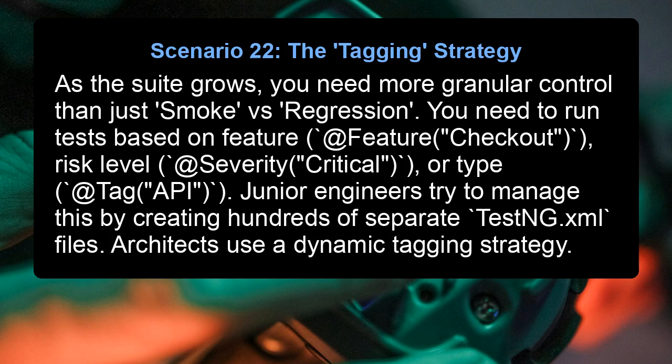Scenario 22, the tagging strategy. As the suite grows, you need more granular control than just smoke versus regression. You need to run tests based on feature, @Feature checkout, risk level, @Severity critical, or type, @Tag API. Junior engineers try to manage this by creating hundreds of separate testng.xml files. Architects use a dynamic tagging strategy.